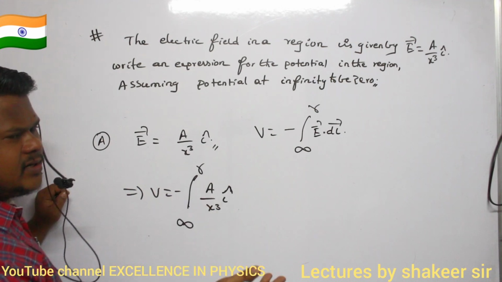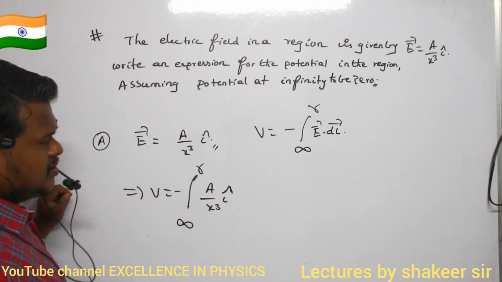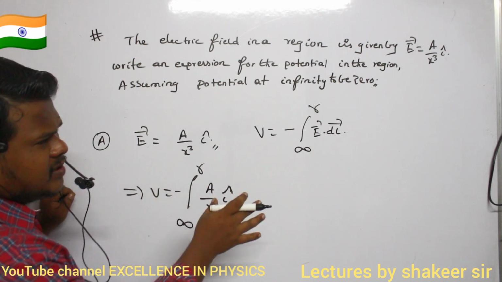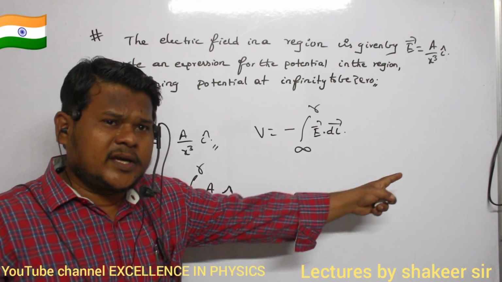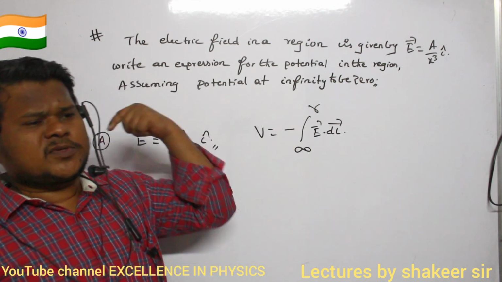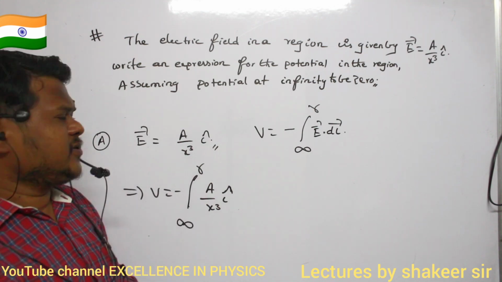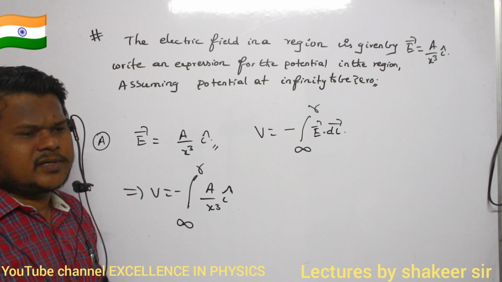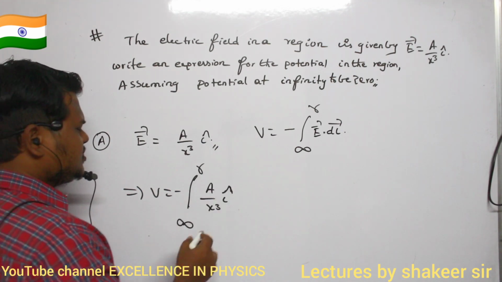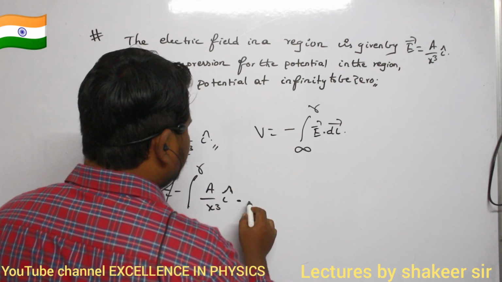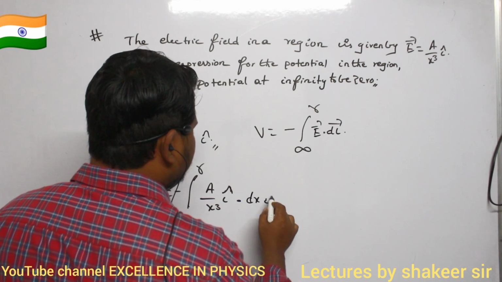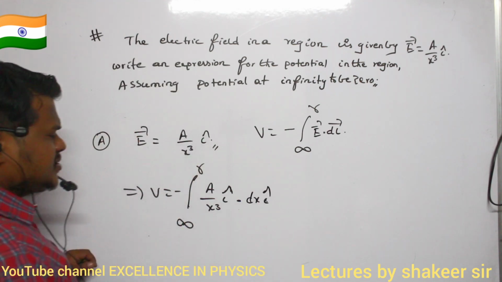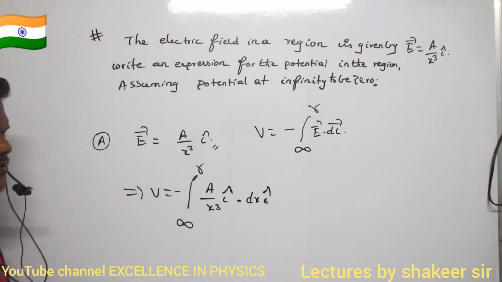I have to take dl vector also along the x-axis only, because work will be done only when you are going in the direction of the electric field or in the opposite direction. If you are moving perpendicular to the electric field, work cannot be done. We have already studied this, no? So how will I write this dl vector? Instead of dl vector, I will write dx into i cap.